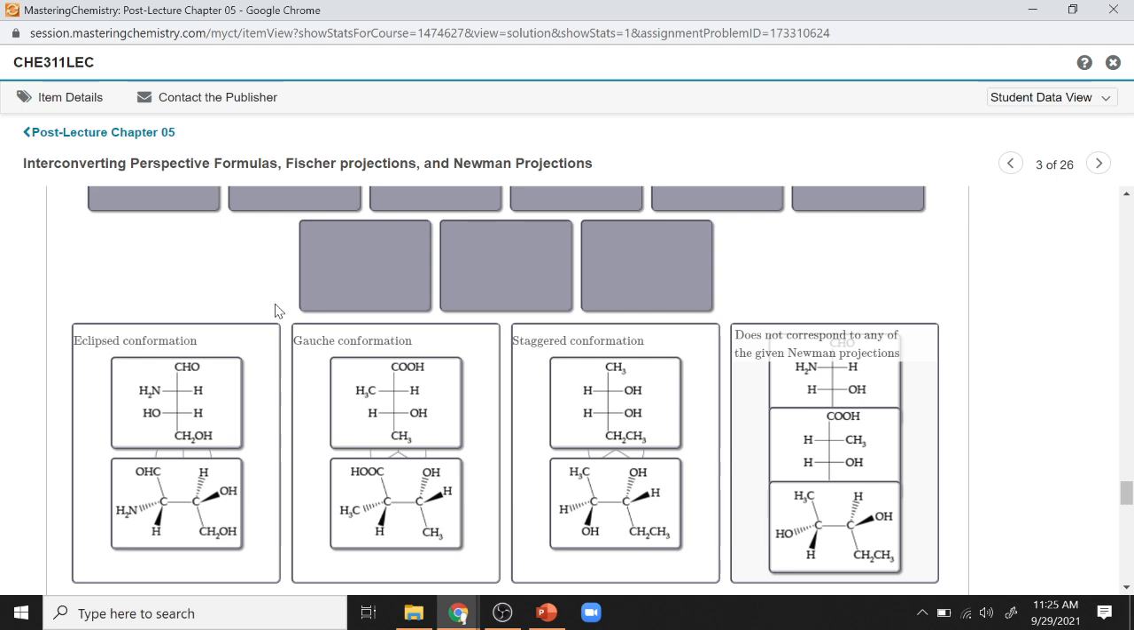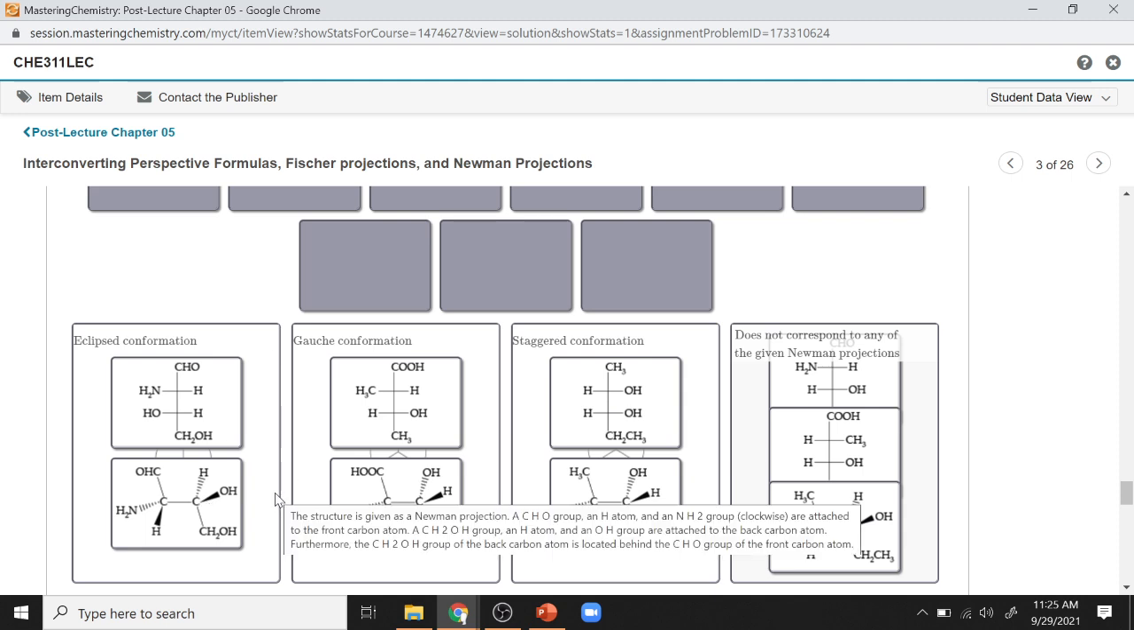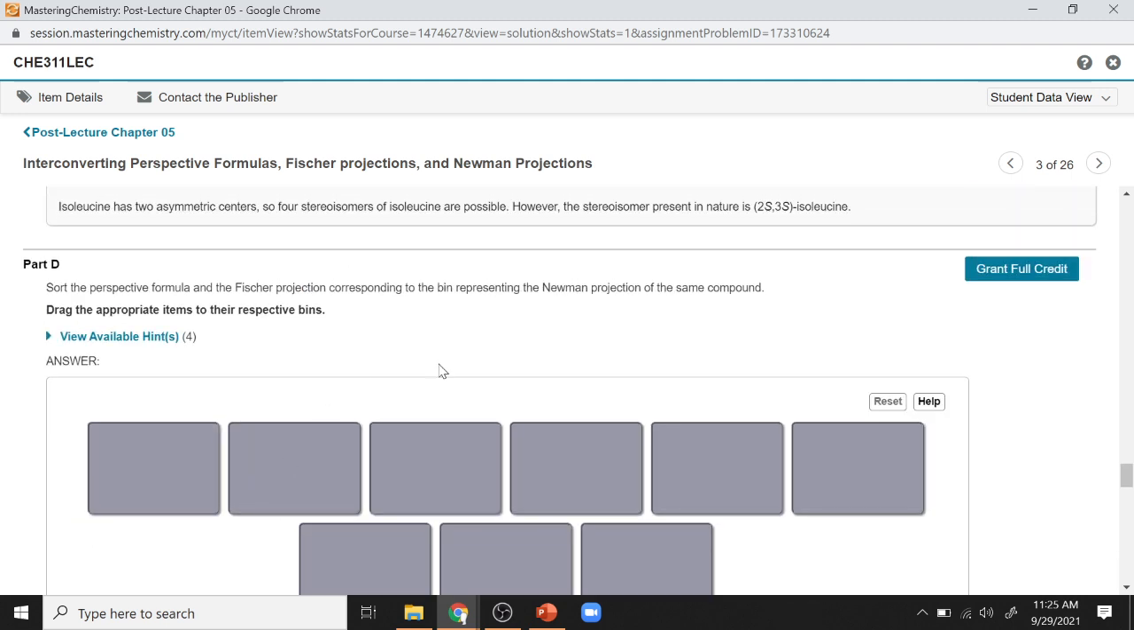Okay, so here we're matching them, right? That's all we're doing. So we have little bins down at the bottom.